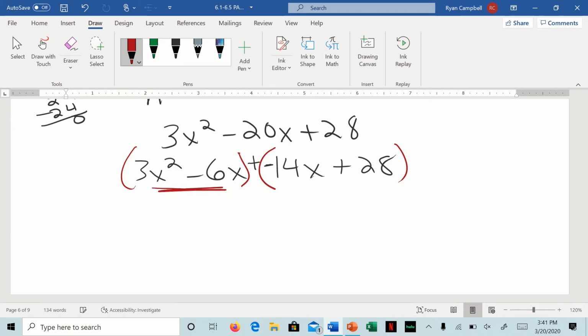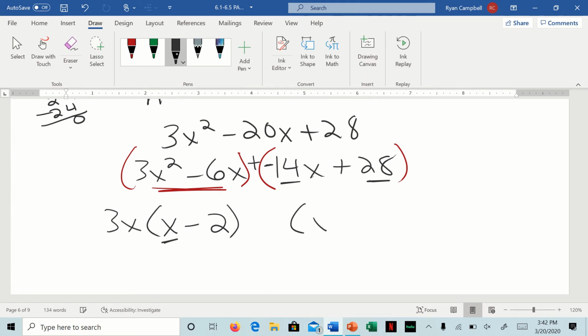Good. First one, take out a 3x, right? 3 is in common, x is in common. So x times 3x is 3x squared, minus 2 times 3x is -6x. All right, what's in common with -14 and positive 28? So since this one's positive, we also want to make sure that this x is positive.